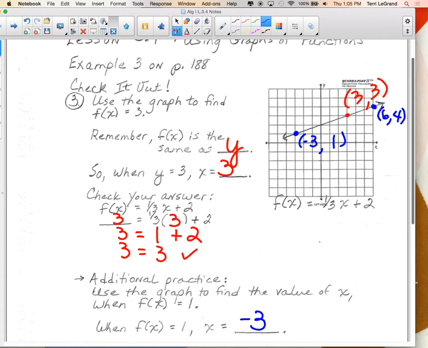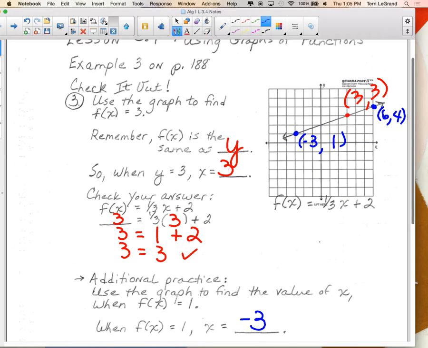Okay? So that's being able to use the graph to evaluate functions. Any questions? It's really important that we understand this notation too. If you're asked to find f of 6, you better understand what they're asking you to find. So no questions.